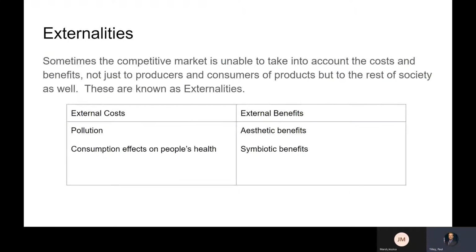Externalities, we talk about pollution as the primary cost of purely competitive markets, and pollution and consumption affects people's health. Some of the benefits that come from externalities are aesthetic benefits, like if a company produces a flower garden, and it looks pretty, that's a benefit to all of us. Or symbiotic benefits. So if I've got a sawmill and the sawmill can help produce electricity for my town by burning the bark, that's what's called a symbiotic benefit.